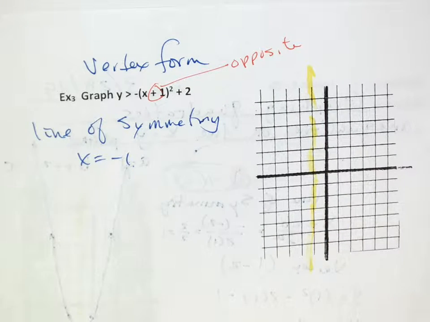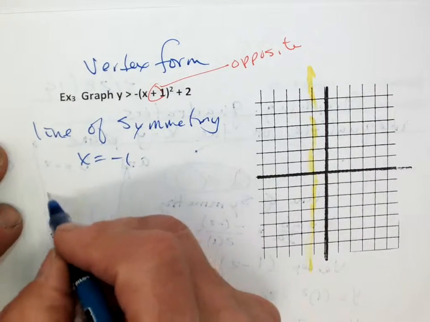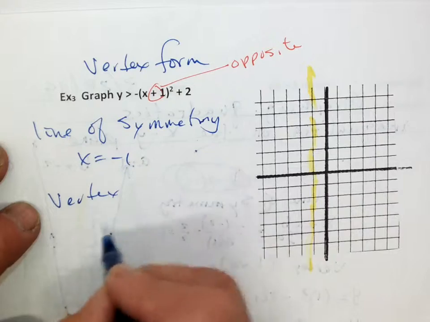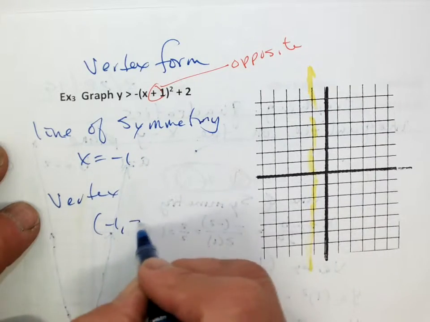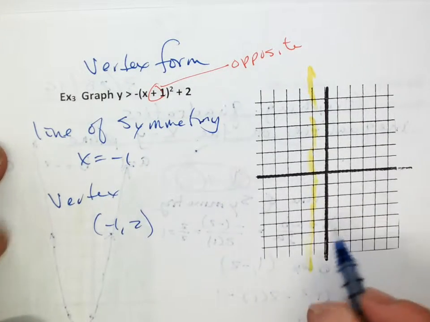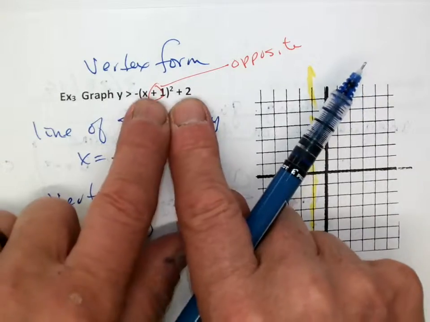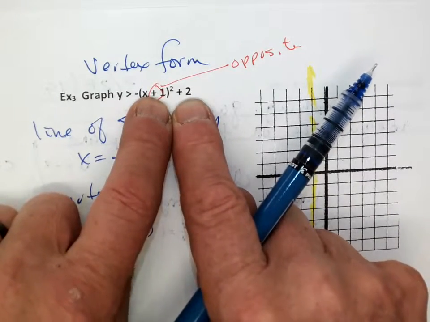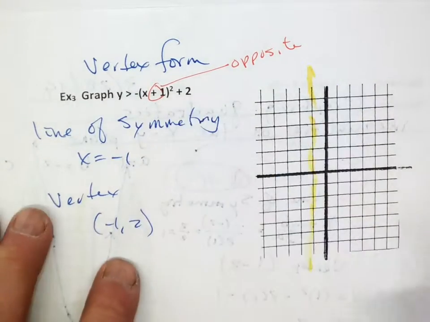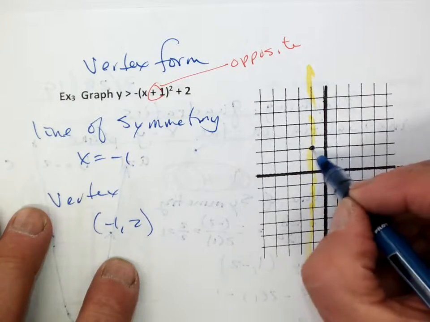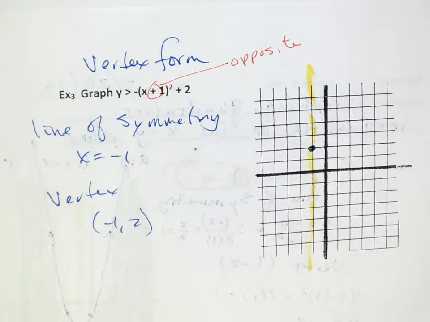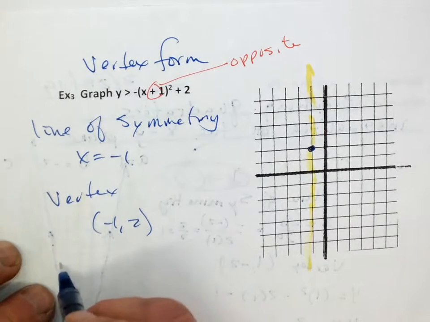Right down negative 1. Now the vertex has to lie on that line because it's in the middle. Luckily, it's in vertex form, so I know my vertex is at (-1, 2). Hopefully by now we've seen this plenty of times. There's my vertex. I need one more point, so let's find the y-intercept.